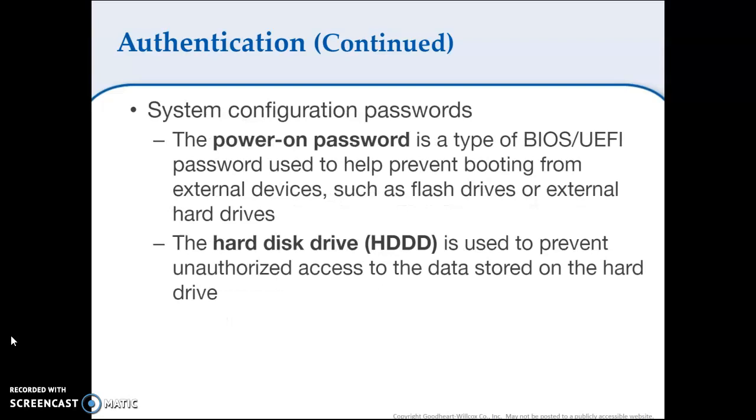Now, when it comes to system configuration passwords, the power on password is a type of BIOS/UEFI password used to help prevent booting from external devices, such as flash drives or external drives. So myself, when I turn on my laptop here, I cannot use a boot system structure that is on a flash drive by plugging it into my district laptop and trying to run it. The hard disk drive, or HDD, password is used to prevent unauthorized access to data stored on that hard drive.